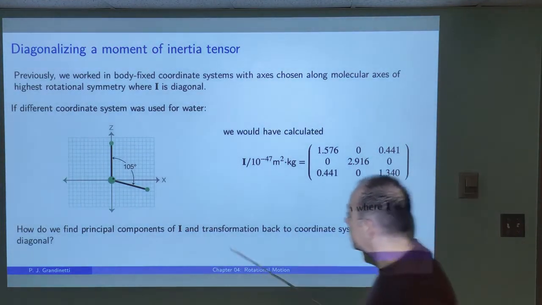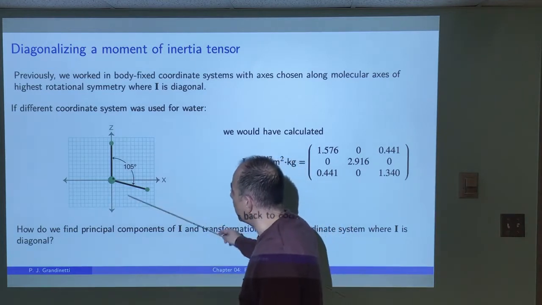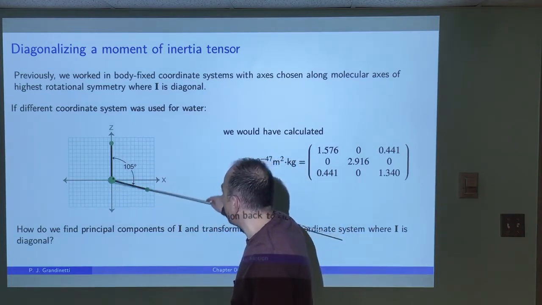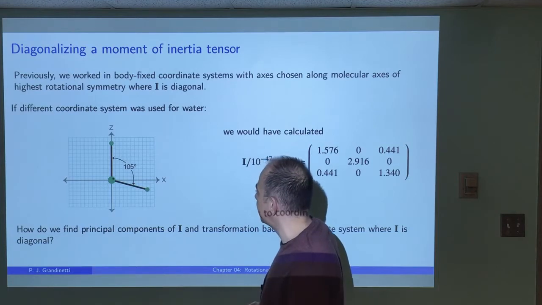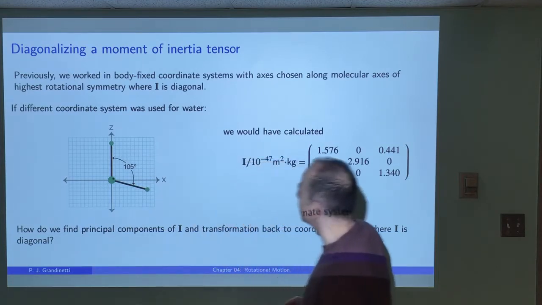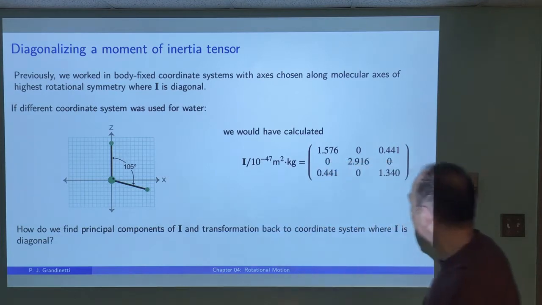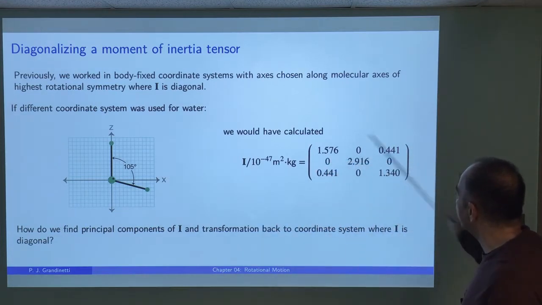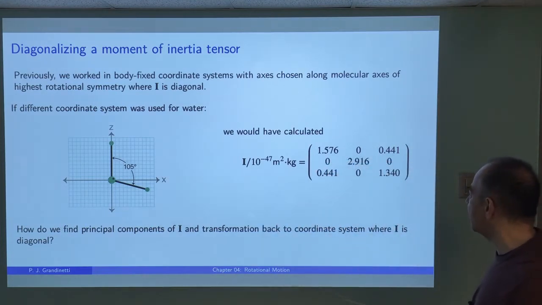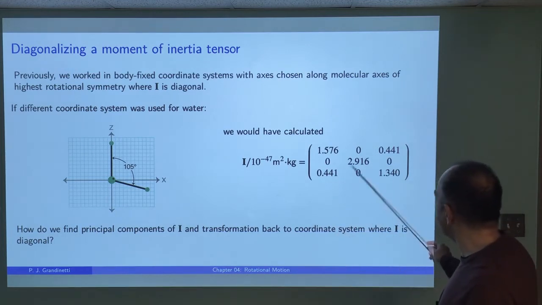So let's take a look at this example where we take a water molecule and we place it with now the OH bond along the z-axis. So this is not as clever as we did the first time. And when you do a calculation based on this orientation, then you get a moment of inertia tensor that's not diagonal. Now it's not so bad in this particular case.